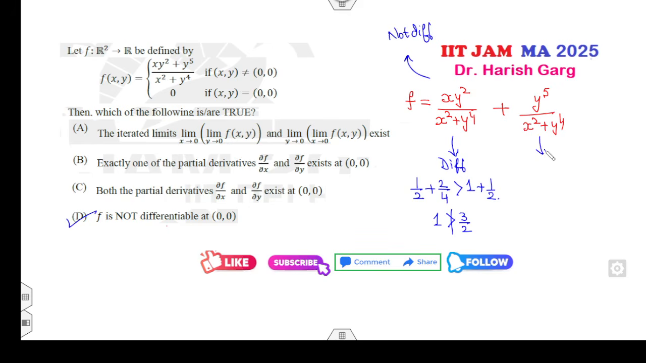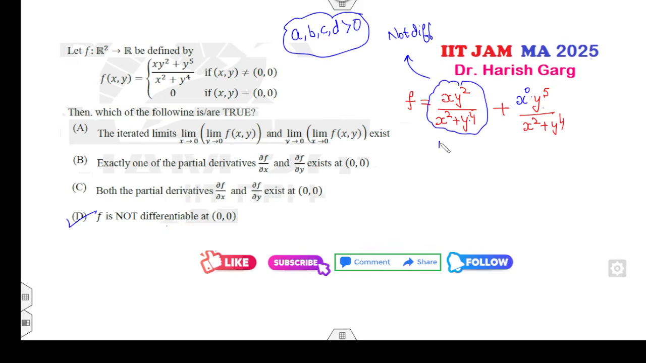If you want to check it another way, how would you check? Because here what is the power of x? 0. So this rule is not applicable. This rule is applicable only whenever a, b, c, d are all positive. But here it is 0, so it is not applicable. But we have proved that the first part is not differentiable. That means the function is not differentiable.